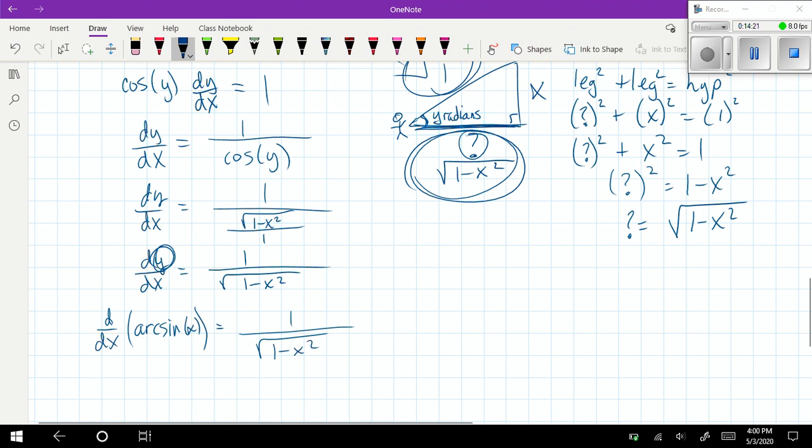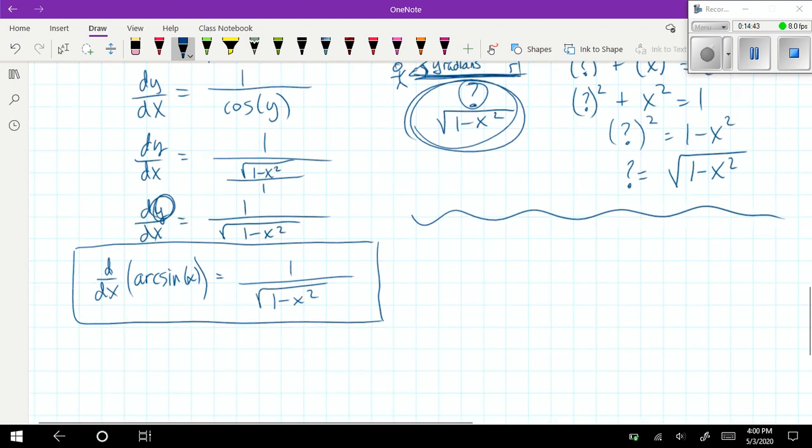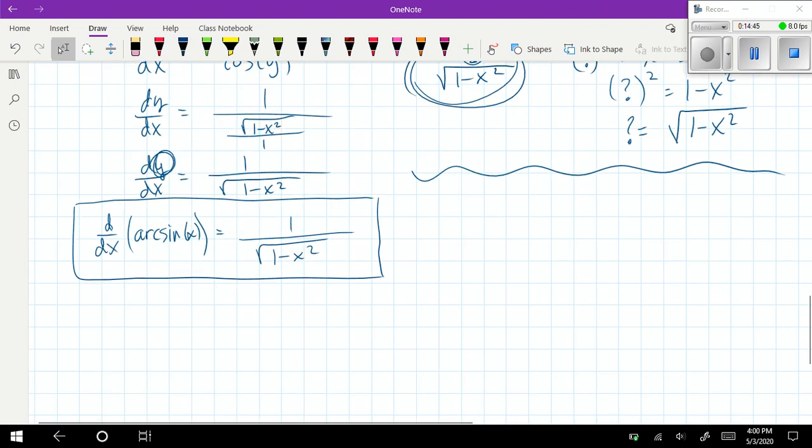And this is a formula that allows us to take the derivative of the inverse function of sine x, or arc sine x, the derivative of arc sine x. This is one way of proving the derivative of arc sine x. There's another way to prove it, which I'm sure you're not interested in, but I'm going to throw it down here anyway for the sake of doing it.